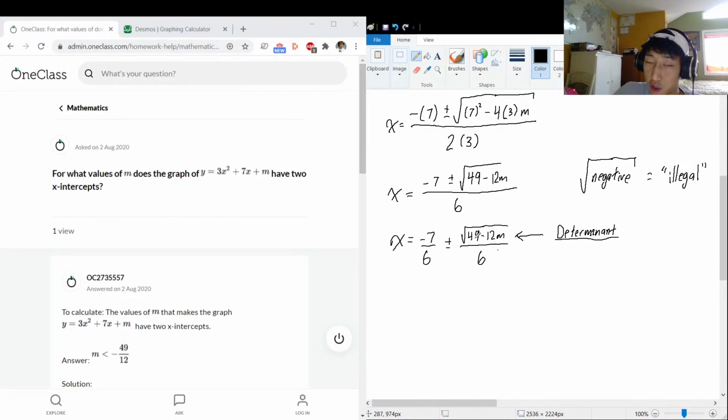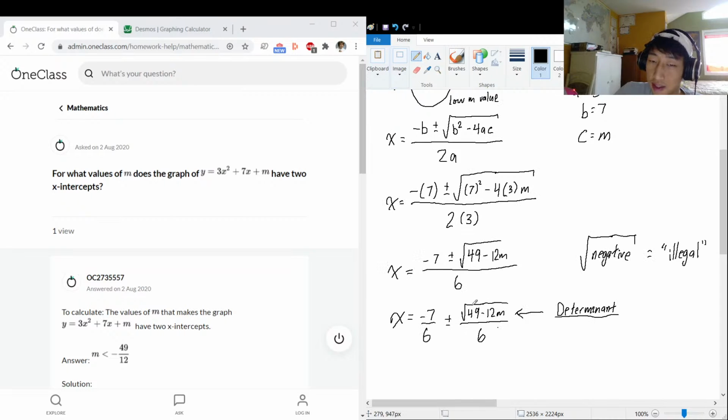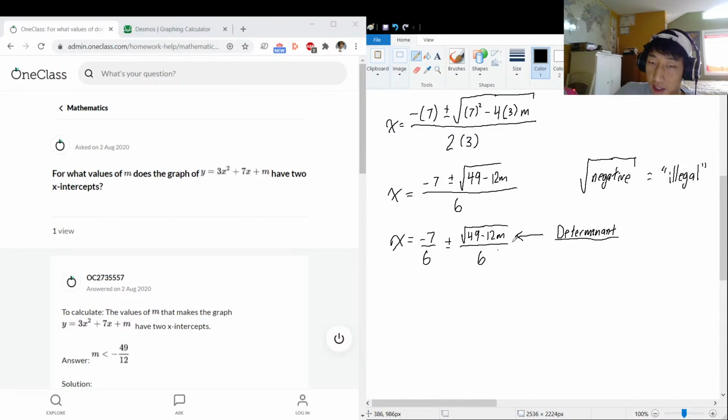So we need what's under the root to be positive for this to be the case where we have two x-intercepts. Because if this is a positive number, that means we're going to have something here that's also a number. And then we're going to see that we have two answers: negative 7 over 6 plus the number, and negative 7 over 6 minus the number. And that would give us two x-intercepts. So basically, we just need to find out how we can make the expression underneath the root greater than 0.